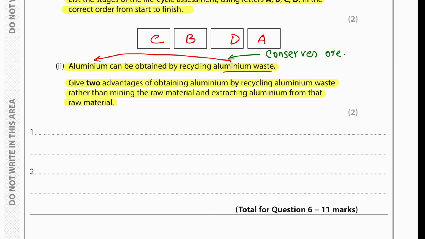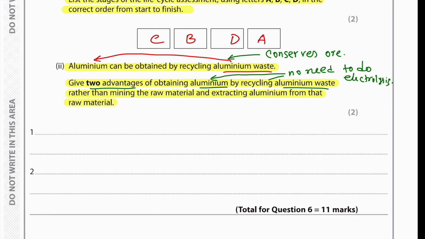Now the question says give 2 advantages of obtaining aluminium by recycling aluminium waste. Generally, when obtaining aluminium from ores, we need to do electrolysis. So no need to do electrolysis for recycling. Electrolysis is a very energy intensive process. So the answers can be written in this way. It conserves the natural reserve of the ore, or we can just simply say it conserves the aluminium ore.